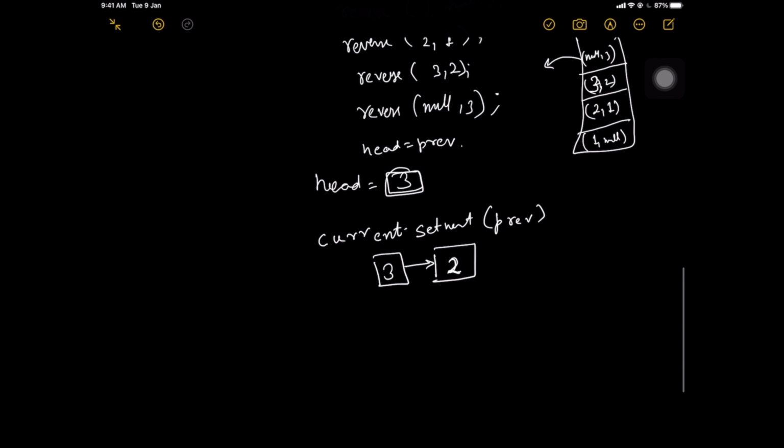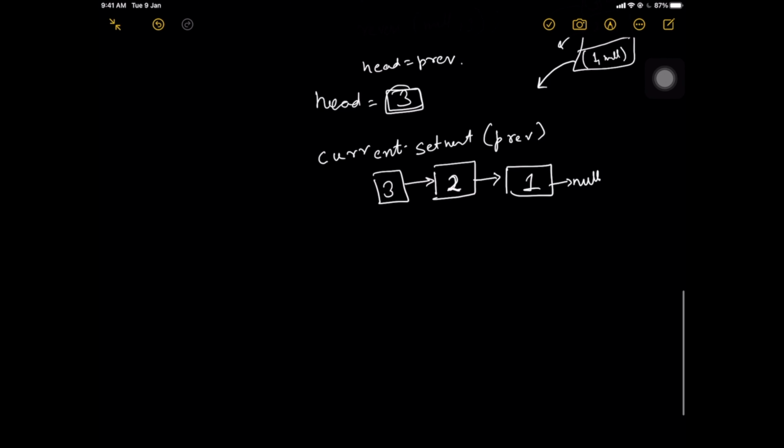Again, this gets popped out. Now we have this 2 comma 1. So now it makes 1. And again, this pops out and it goes to null. That's how we reverse it using recursion. So a full function implementation, a pseudocode kind of thing, would look like this.